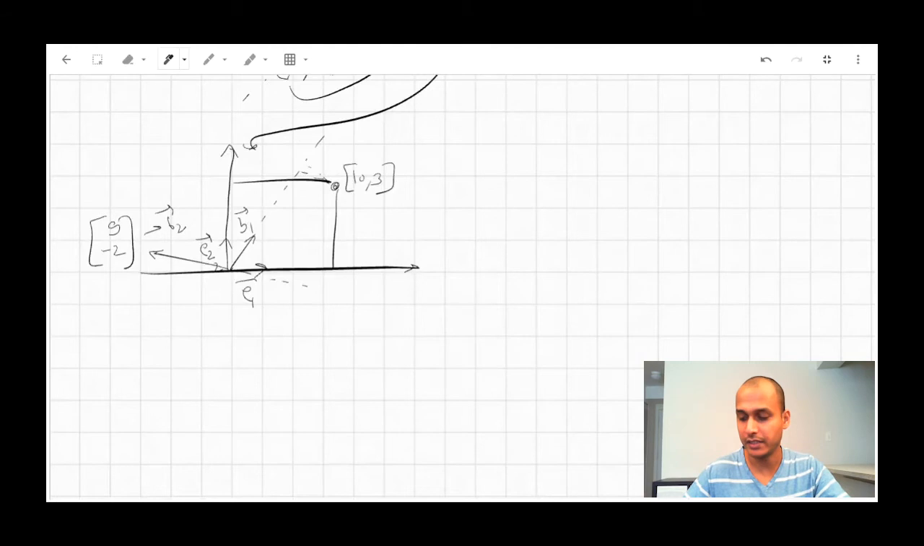So this is the difference. This is what I mean by change of basis. There are two different bases, two different coordinate systems for the same unique absolute point in space. Okay, that's for the same point in space.